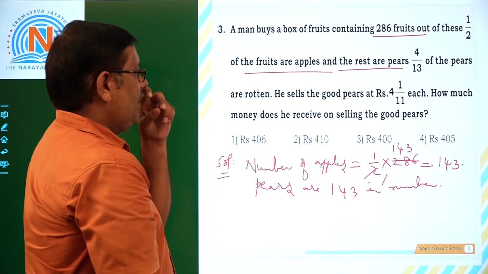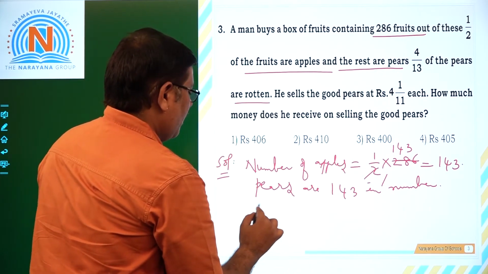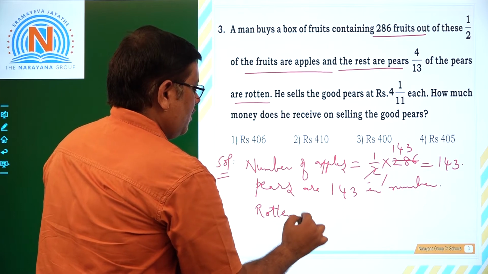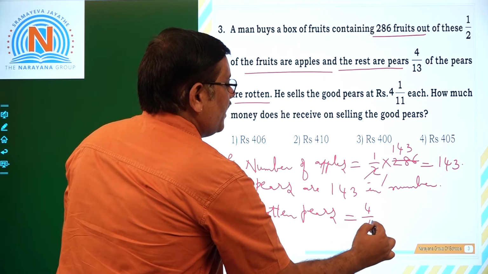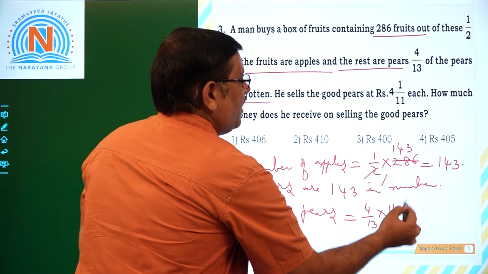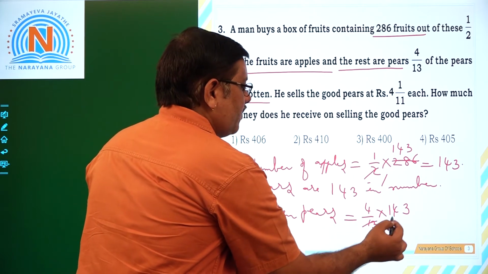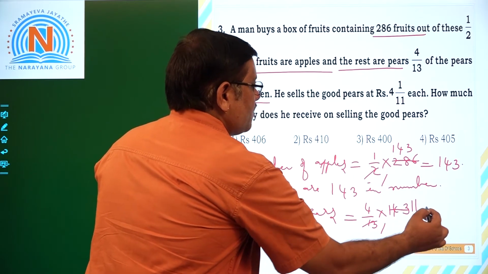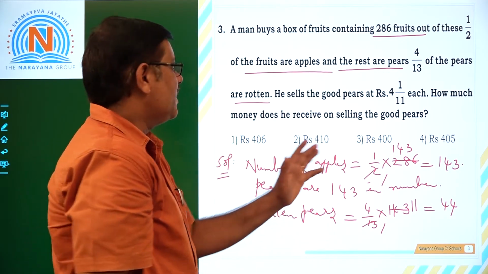Okay, next. 4 by 13 of the pears are rotten. How many are rotten? Rotten pears is equal to 4 by 13 of 143. 4 by 13th part of 143. How much is that? 13 fours are 52, sorry, 13 elevens are 143. So that is 44. 44 are rotten, means they are of no use.